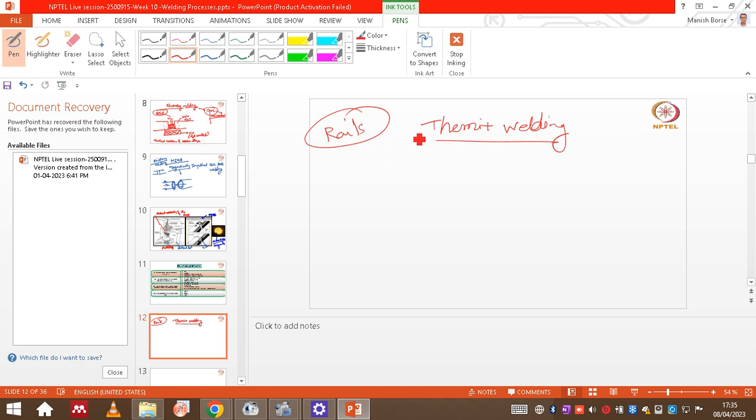So in the remote areas, it is necessary to have this kind of joining process. And the main principle for this heat generation in this joining process is exothermic reaction. Okay, so let's say in one of the examples, if we consider iron oxide and aluminum powder, which we also call the thermite mixture here.